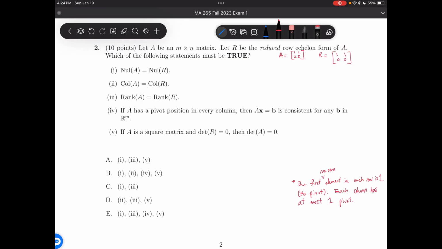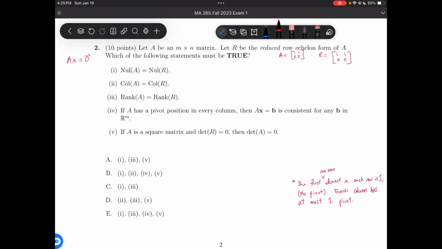Okay, so now the question asks, which of the following statements must be true? Statement 1 says the null space of A is equal to the null space of R. So the null space of a matrix A is all solutions that satisfy the equation AX equals the 0 vector. So it's the set of all X that satisfies that equation.